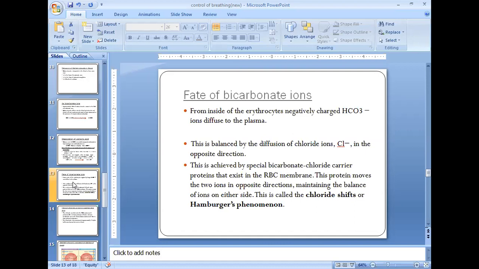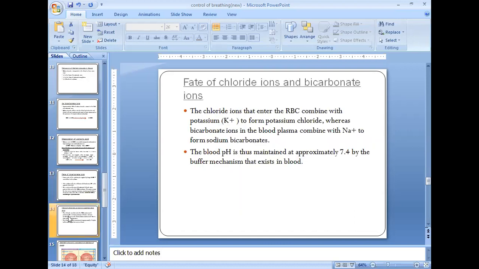This is achieved by special proteins present in the membrane of red blood cells called bicarbonate chloride carrier proteins, because they are involved in the transport of bicarbonate as well as chloride ions. So with that reference, we call them bicarbonate chloride carrier proteins. In this way, they maintain balance of ions on either side. This phenomenon is called Hamburger's phenomenon or chloride shift.